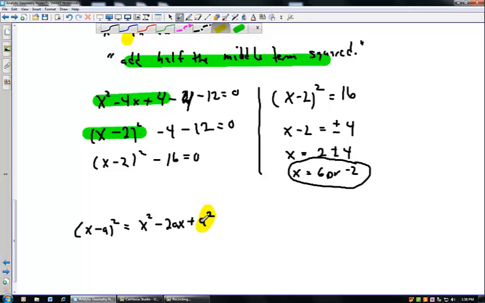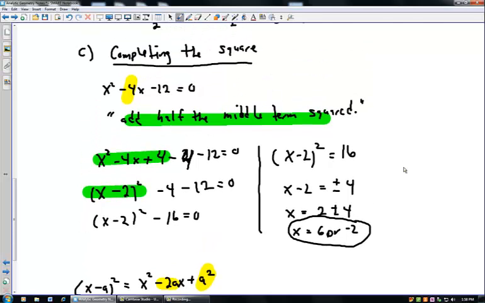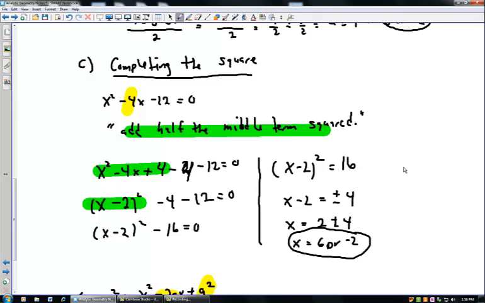This a squared is exactly half the middle term squared. And so if you do this, you're always going to wind up completing the square and being able to solve this equation. So make sure you can do this all three ways. It's really important. And if you struggle with this, then you're going to struggle later on in the course.